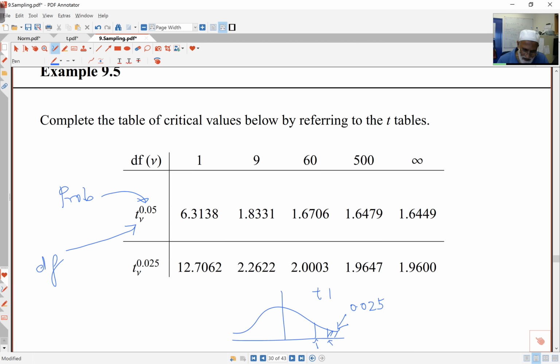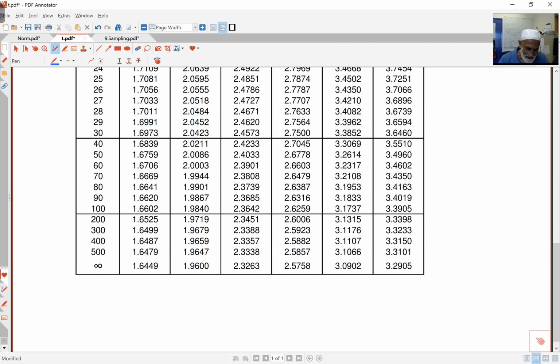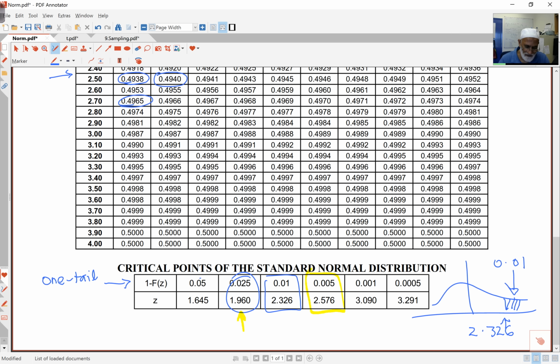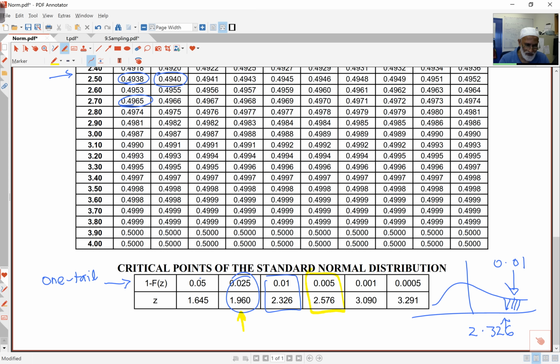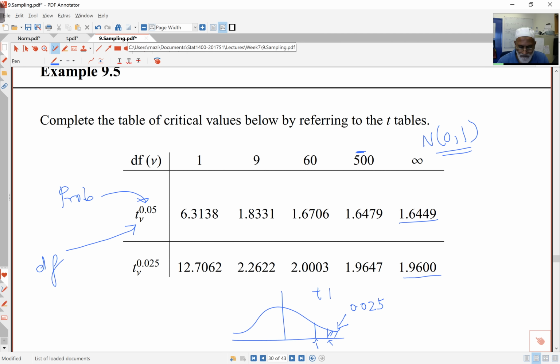And so on. You find that as we get to larger degrees of freedom, the changes become smaller and smaller. The infinity values here, 1.6449 and 1.960, are in fact the same as the z values, or the normal 0,1 values. So at infinity, t and normal 0,1 are exactly the same. The values you'll find for t infinity over here are the same as the critical values you'll find for the z distribution at the bottom here, exactly the same. 0.05 is 1.645, 0.025 is 1.96, and so on and so forth. So the t distribution becomes the normal distribution for very large degrees of freedom.